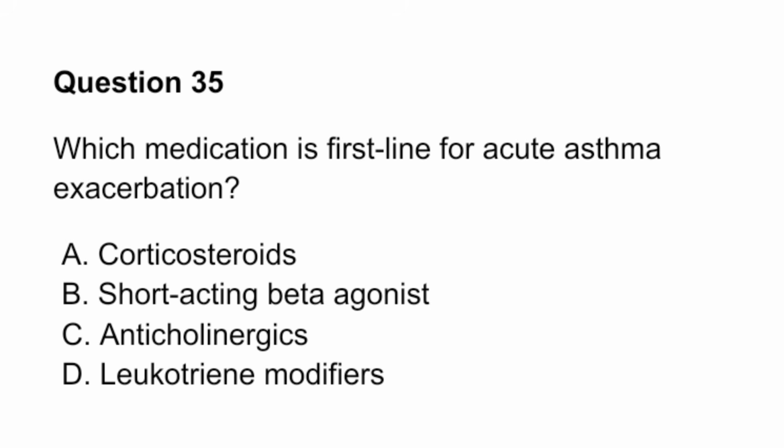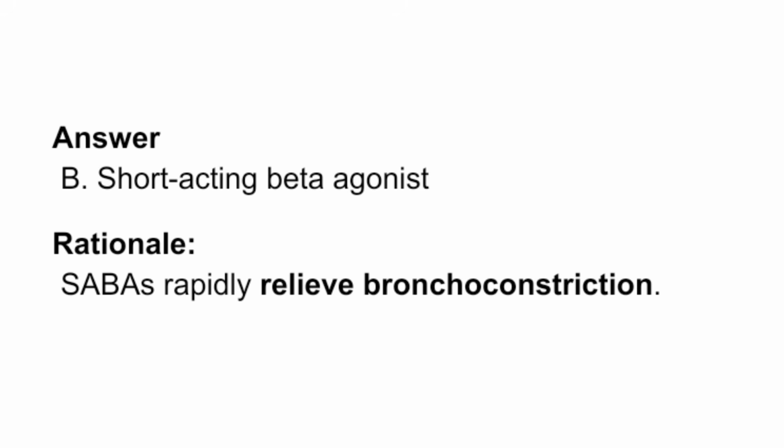Question 35. Which medication is first line for acute asthma exacerbation? A. Corticosteroids. B. Short-acting beta agonists. C. Anticholinergics. D. Leukotriene modifiers. The answer is B. Short-acting beta agonists. Rationale: SABAs rapidly relieve bronchoconstriction.